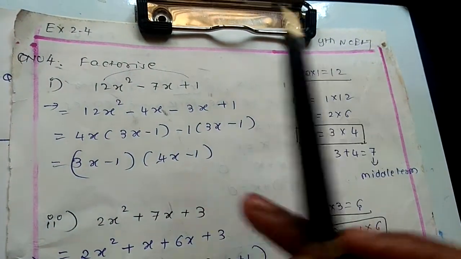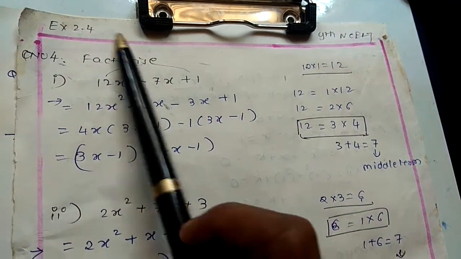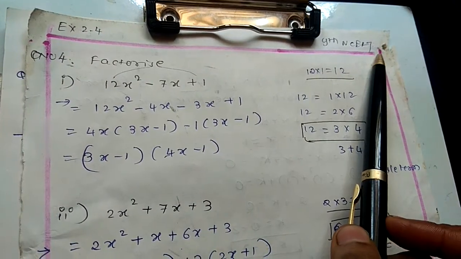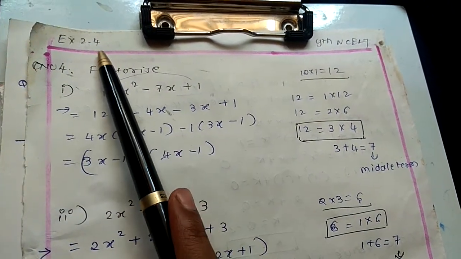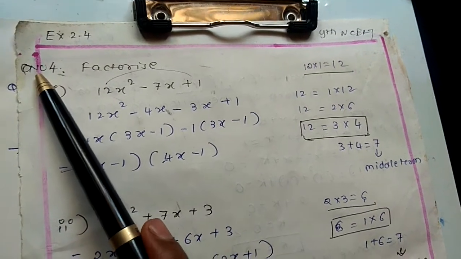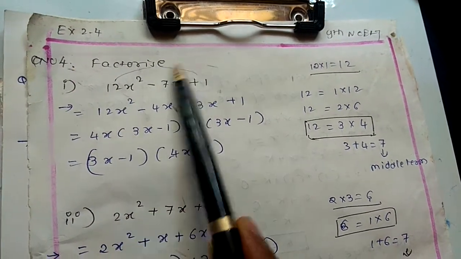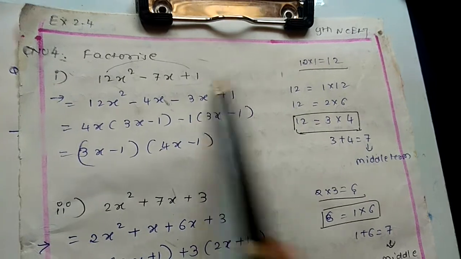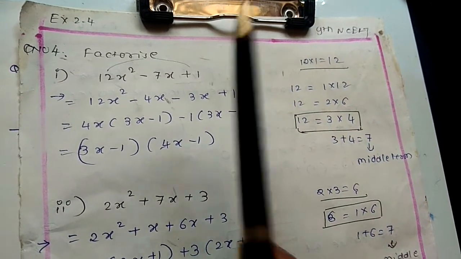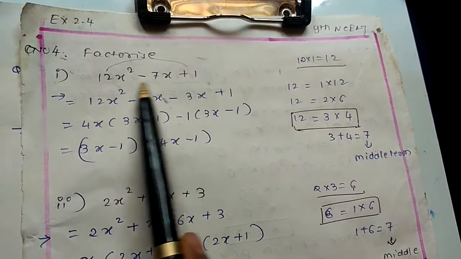Hello everyone. Today I am going to explain exercise 2.4 of 9th standard NCERT. From exercise 2.4 I will explain question number 4, that is factorize. Here we are going to use the splitting middle term method to factorize the given polynomial.